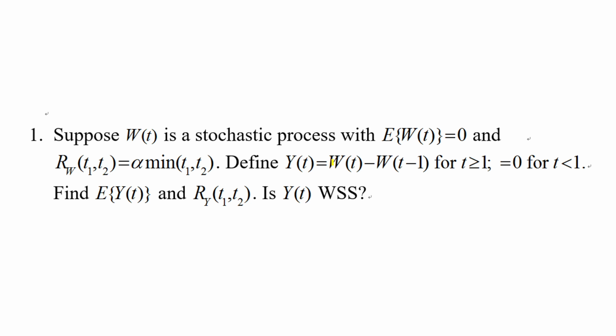This question is: suppose W(t) is a stochastic process with E[W(t)] equal to 0, and R_W(t1, t2) is equal to alpha times the minimum of t1 and t2, which means alpha multiplies the minimum value between t1 and t2. And we define Y(t) equal to W(t) minus W(t minus 1) for t greater than or equal to 1, and Y(t) equal to 0 for t less than 1.